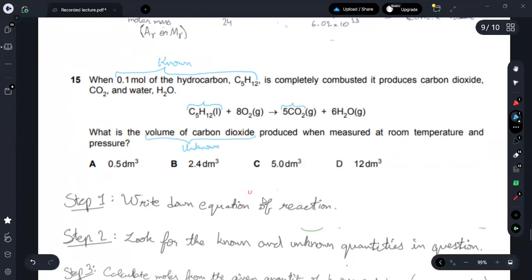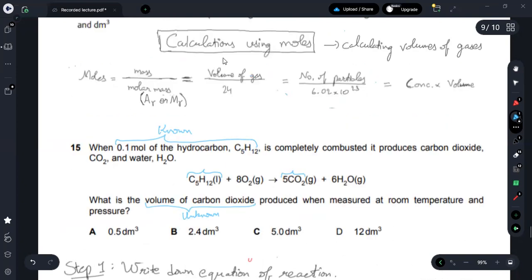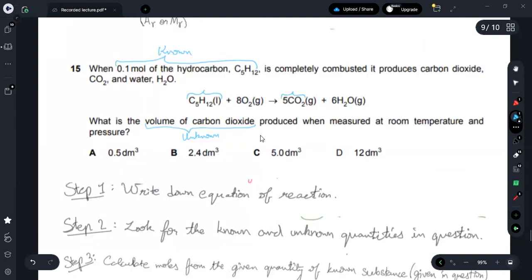As in previous examples, we need to calculate the moles. In this question, moles are already given, so we don't need to calculate them. By using the molar ratio, we will move over here and deduce the number of moles of CO2 produced, and then from the moles of CO2, by using a suitable formula, which in this case would be this one, moles equals volume of gas over 24, we will be able to find out the volume of CO2. So step number two is done. We looked at the quantities and marked them.